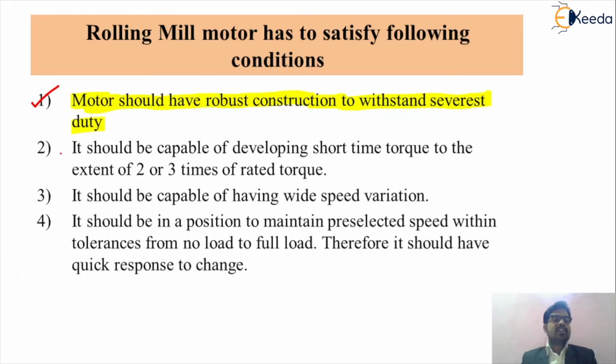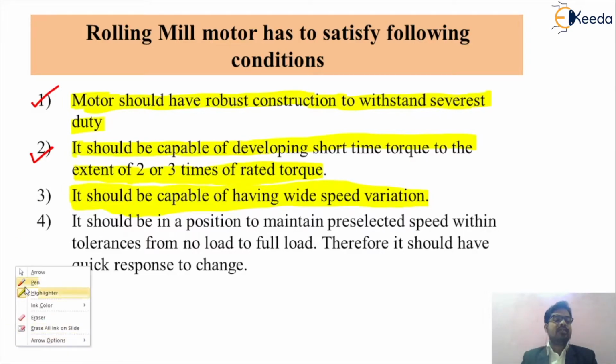And the second requirement for the steel rolling mill is that it should be capable of developing short time torque to the extent of 2 or 3 times the rated torque. So the second requirement is very important. The drive we select for the steel rolling mill should have a very high starting torque. Then the third requirement is that the motor should be capable of a wide speed variation, because according to the different types of sheet metal and different structures, the motor needs a wide speed variation. So this is the third requirement.